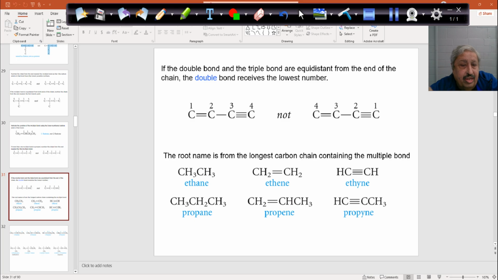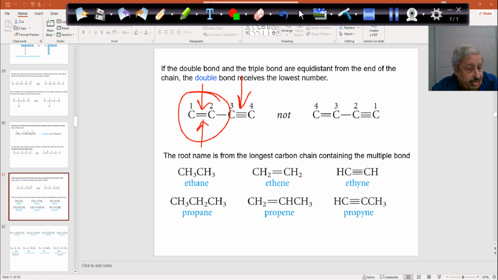So now, what will happen if we have both double and triple bonds? It turns out you give the first priority to the double bond. So the double bond will take the first priority, then the triple bond. So you name this one here with the priority taken by the double bond.